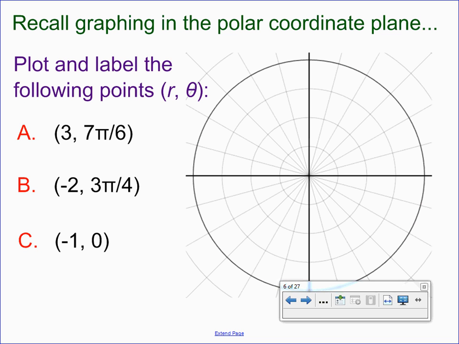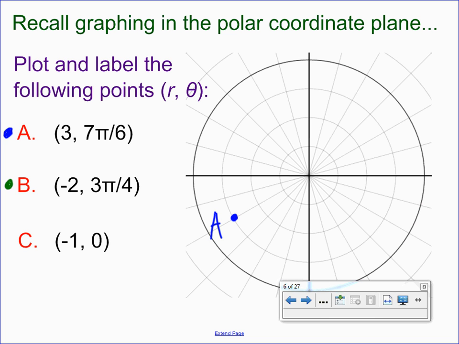So for 3 comma 7 pi over 6, I would go a distance of 3 units from the origin along the ray given by direction 7 pi over 6. If I start spinning, this is pi, so 7 pi over 6 is here, and we'll go 1, 2, 3. So that's point A, in blue, color coding. It should be 7 pi over 6 and 3 units. Is that good? All right, let's do green.